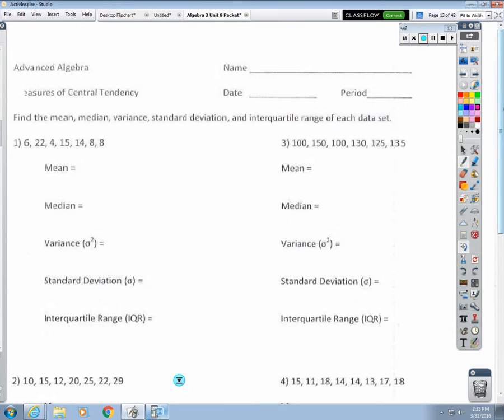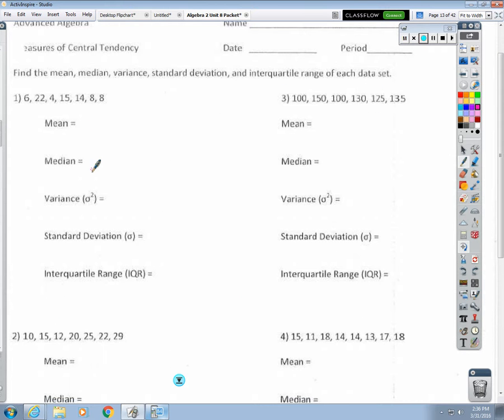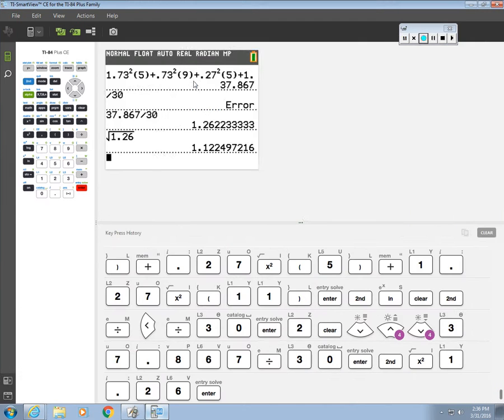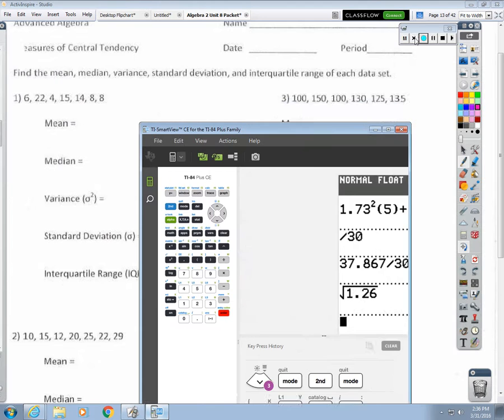Okay, question number 1. They want us to find the mean, median, variance, standard deviation, and IQR. Now, for number 1, is this a list that we're going to need to use a frequency list for? No, because you have 2 8s, but is there any point to creating a frequency list just for 2 8s? No, frequency lists are only helpful when there's a lot of repeating numbers. So, remind me, how do I type in that list?